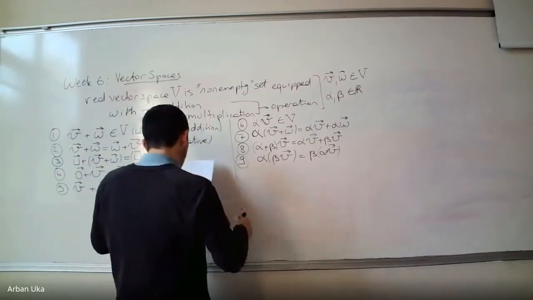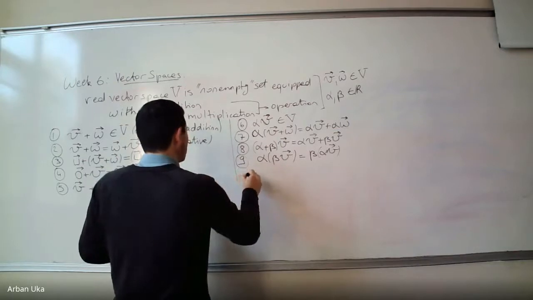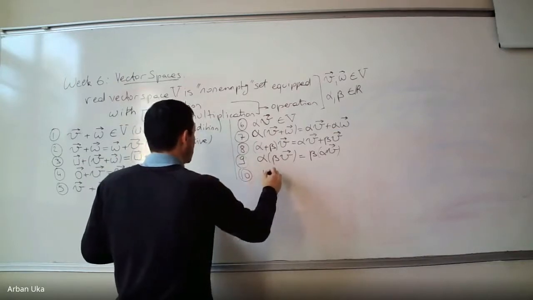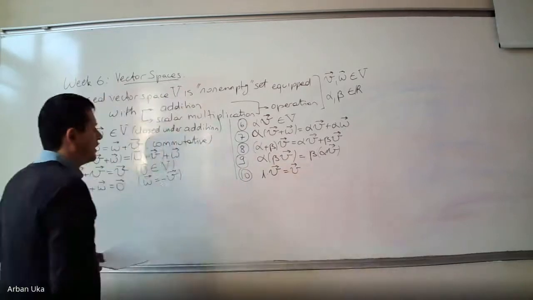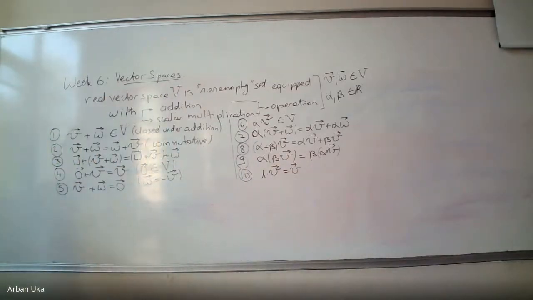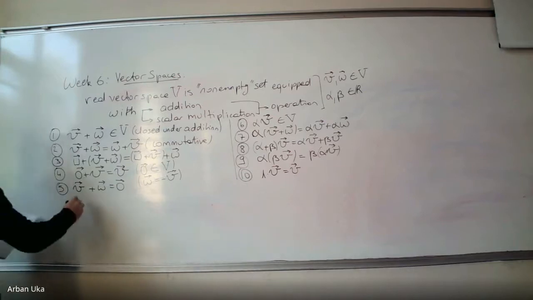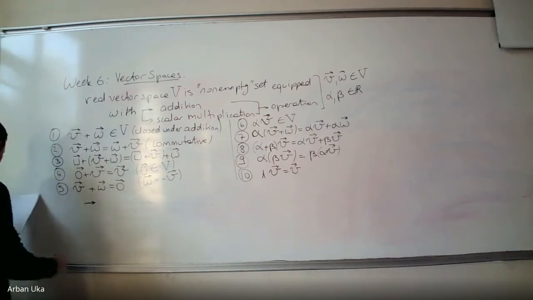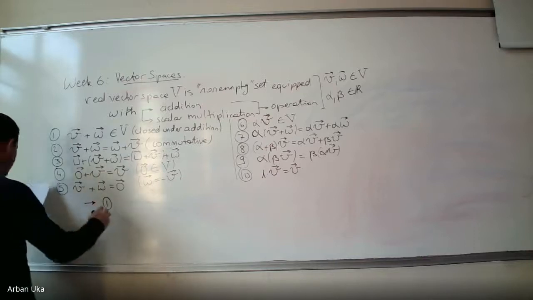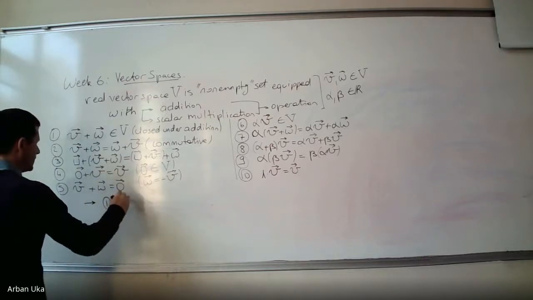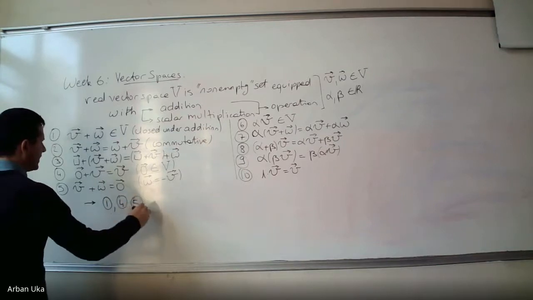And the last property is the following, where we have 1 times V. This is equal to V. Now, you have a look at all of these properties, and I believe that the only new properties which need a little bit of new insight are 1, 4, 5, and 6.